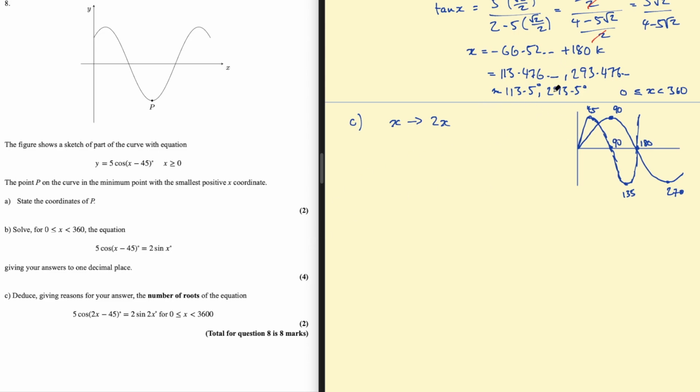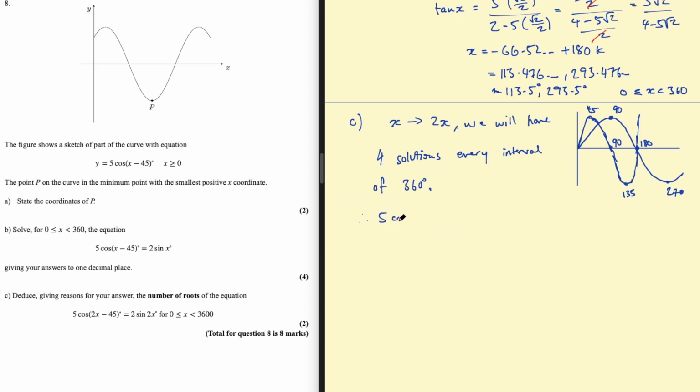So what does that mean for our solutions that we found in part B? Well, if we had two solutions for this equation between 0 and 360, if we shrink both graphs by a scale factor of 1/2, sorry, I think I'm saying that wrong. If we shrink it by a scale factor of 2, then we're going to have 4 solutions between 0 and 360. So with this transformation, we will have 4 solutions for every interval of 360 degrees. If we're looking at the interval 0 to 3600, that's going to be 10 lots of 4 solutions. So we're going to have 40 solutions.